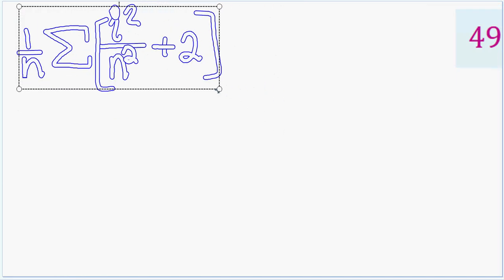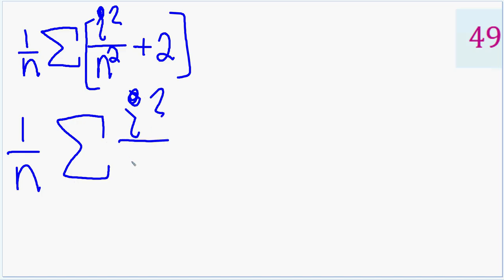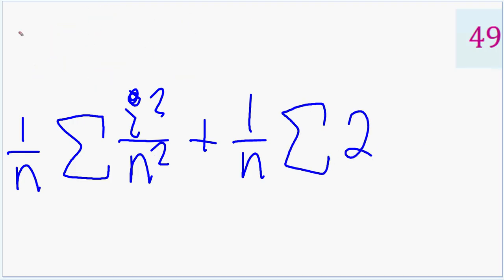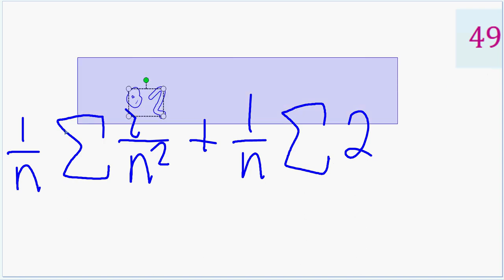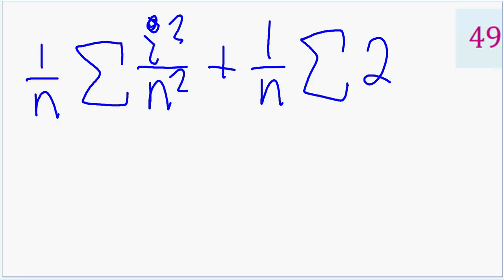Let me shrink that up a little bit. There we go. So 1 over n summation to the first term, i squared over n squared, plus 1 over n summation to the constant 2. Now in each of these, if we can drag anything else out in front of the summation, that'd be great. So this denominator n squared I can pull out here and multiply with the 1 over n.